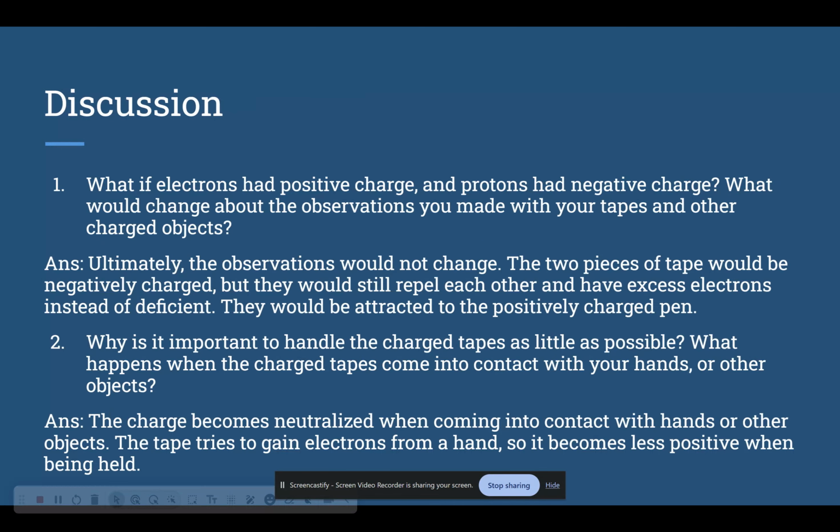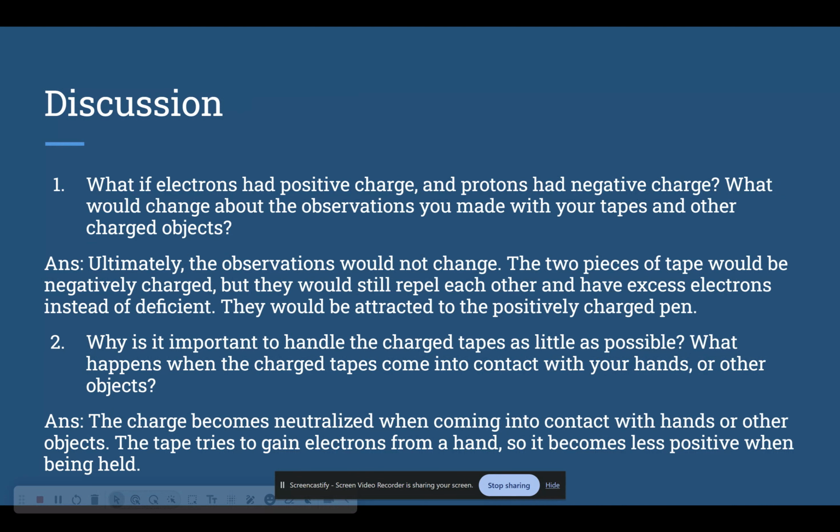So what if the electrons had positive charge and the protons had negative charge? Like, what happened if they were flipped? Ultimately, the observations would not change because the two pieces of tape would be negatively charged and thus still repel each other, but have excess electrons instead of deficient, and they would be attracted to the instead positively charged pen.